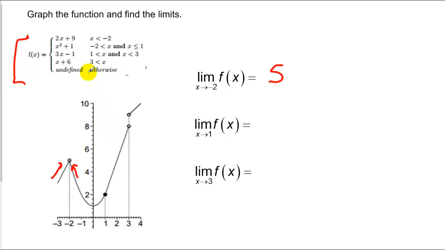As I get close to 1 from either side, x gets close to 1 from this side, x gets close to 1 from that side, we see the function approaches 2. As we get close to 3 from either side, close to 3 from this side, close to 3 from this side, once again we notice that our y values are approaching 2 different numbers, so there's no limit here as well.